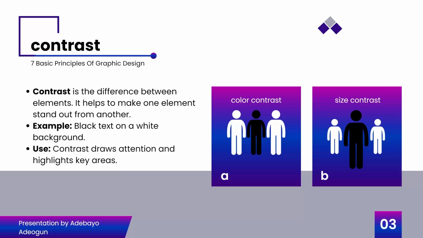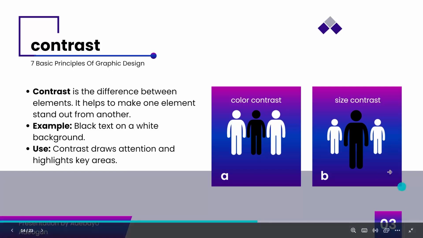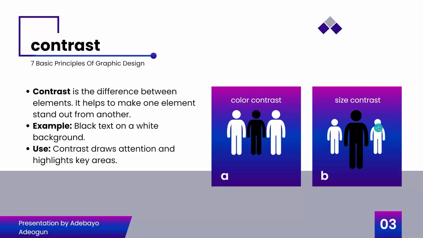So look at the size contrast. You can see that these two are slim or smaller compared to this. You can see that this is outstanding. An example is black text on a white background, just the way we have it here. You can see black text here and the white background here. That is what contrast does, separating the element from the subject.